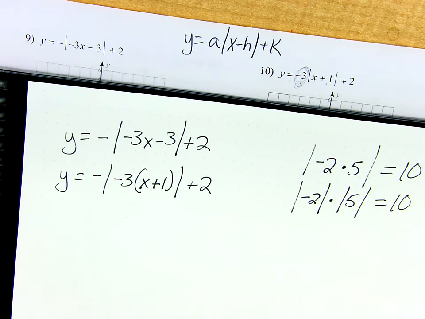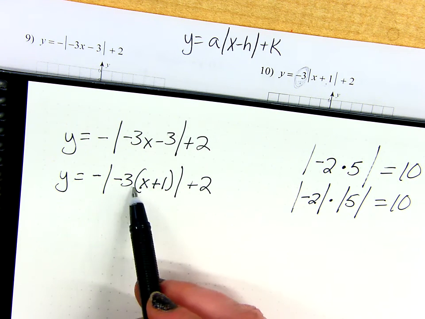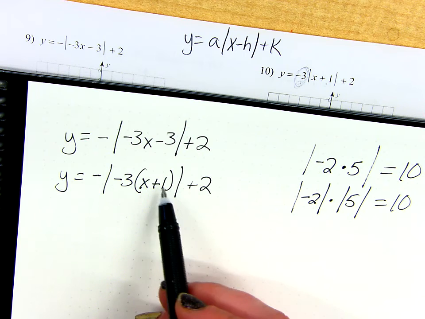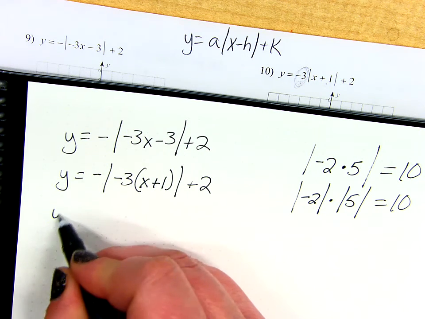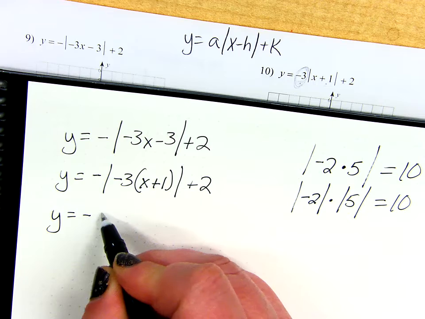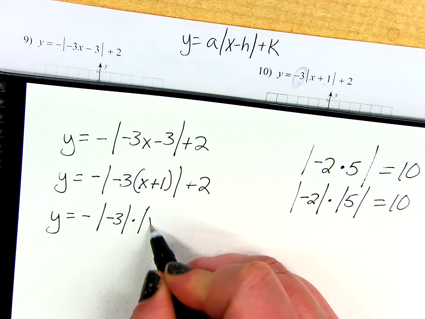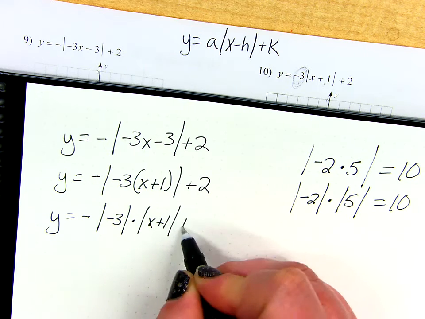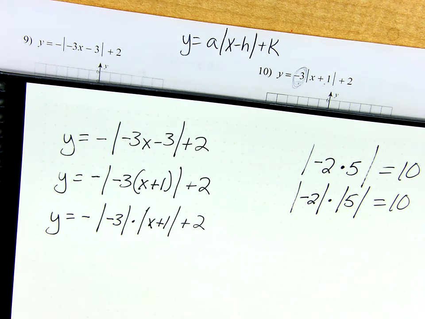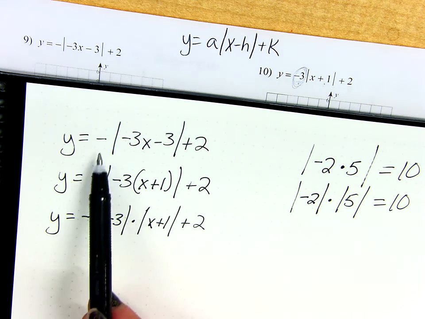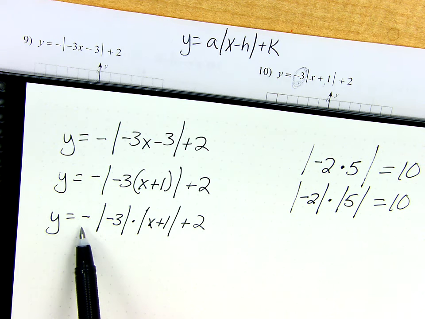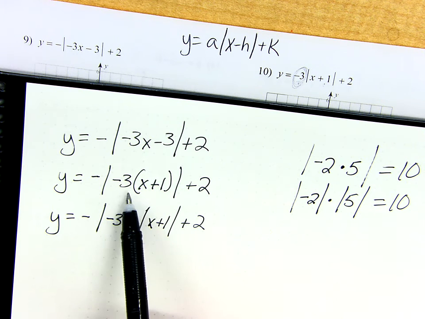See how I now have multiplication in here? I have a -3 and then times this whole thing. So watch this. I'm going to split it up like this. I'll take the absolute value of -3 times the absolute value of x plus 1, plus 2. Does everybody see what I did? This negative just kept coming down, so that didn't change. I factored out the -3 from the inside. Everything is still inside one set of absolute value bars.